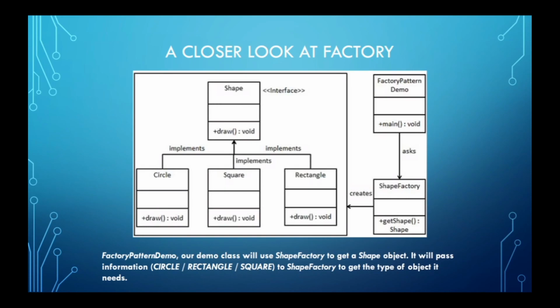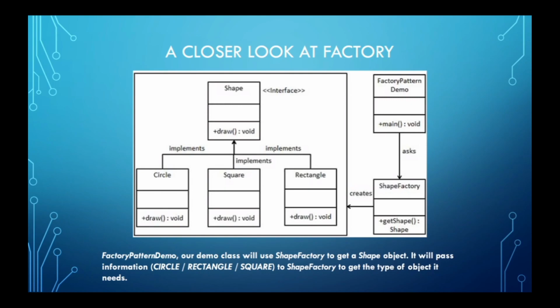So let's read the text at the bottom. Factory pattern demo. The demo class will use shape factory to get a shape object. It will pass information, circle, rectangle, square, to shape factory to get the type of object it needs. So factory pattern demo, our main class, is going to ask shape factory to get a shape with that method, and the method is going to get a certain type based on the input to create the object desired, right?